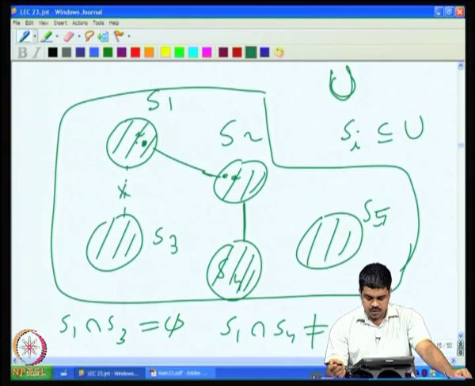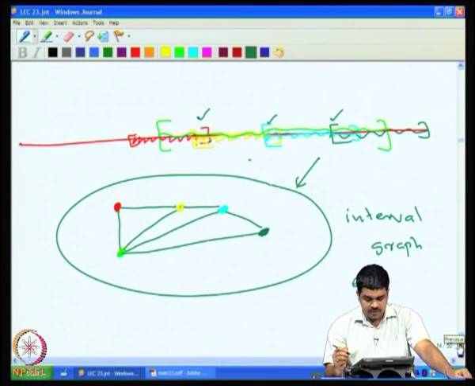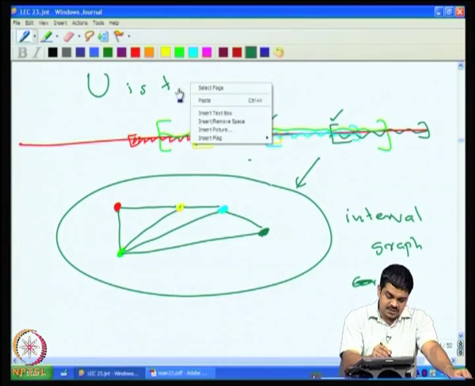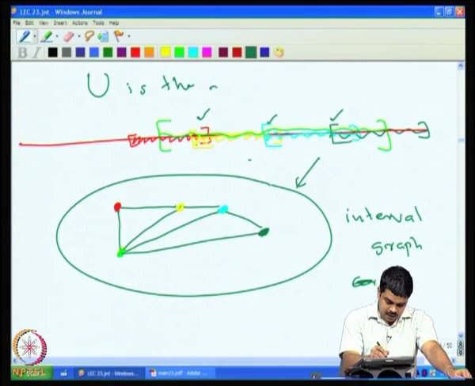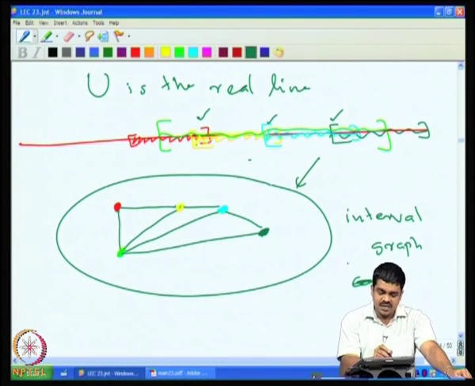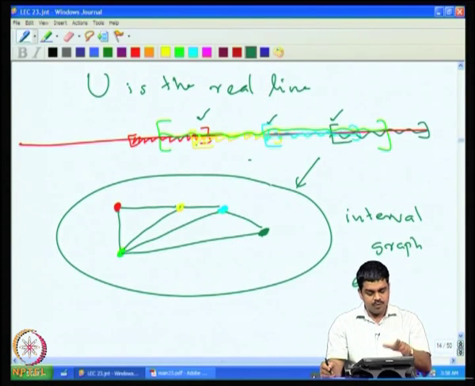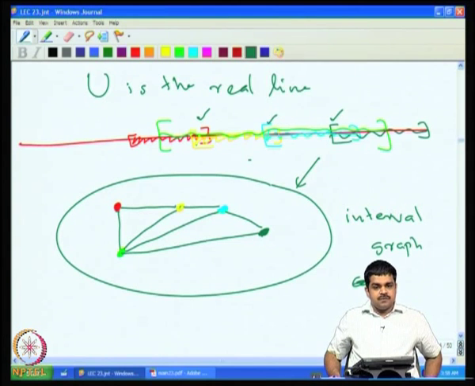In the case of interval graphs, U is the real line, the universe is the real line itself, and the subsets S1, S2, S3, etc., are these intervals, which are subsets of points. Whenever there is an intersection between them, we put an edge between the corresponding vertices, that is all. Therefore, we can say that interval graphs are the intersection graphs of some family of intervals on the real line.